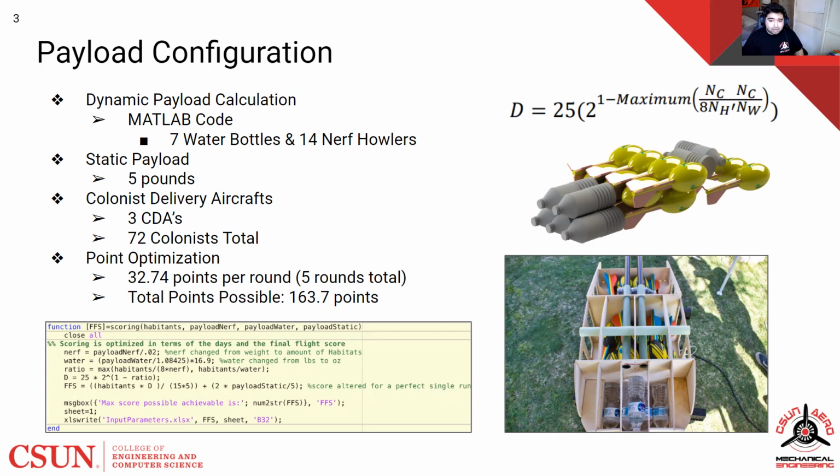An image showcasing our payload configuration and it being housed in a fuselage can be seen on the right of your screen. The static payload would weigh in at 5 pounds, and we will have 3 CDAs with 72 colonists total. Utilizing the MATLAB code, we concluded that landing all required dynamic payload in the drop zone would yield 32.74 points per round, with 5 rounds bringing our total possible to 163.7 points.